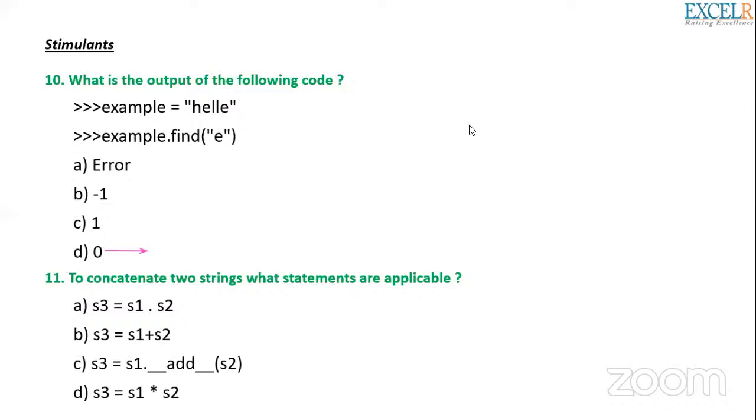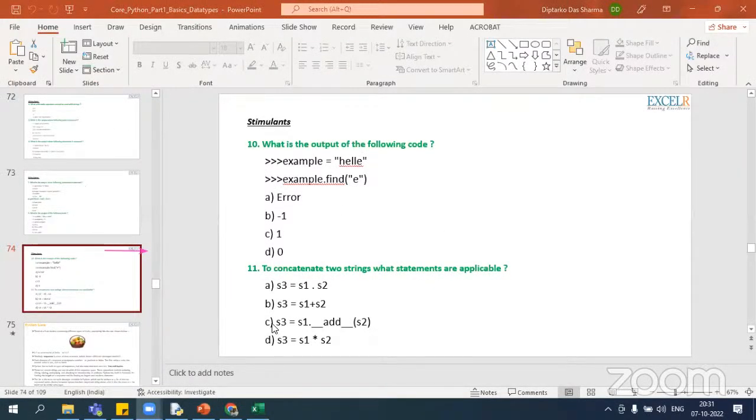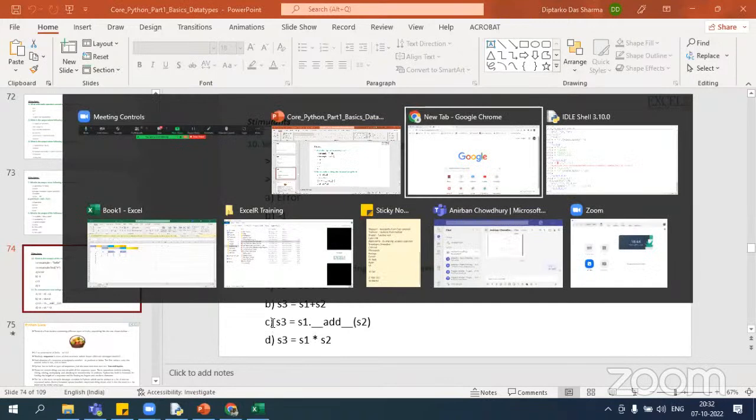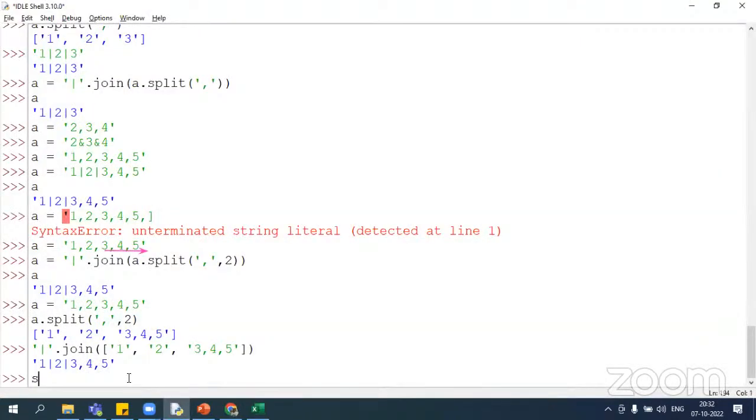Question 11. Somebody says B. Yes, B is the correct answer. A is not the correct answer. B is. Also C will work, because internally, as I said, you will understand later, this plus is actually a string method called add. I'm not sure if they've removed this in the Python 3.10 versions, but till 3.9 it used to work. Anyway, you can check it out.